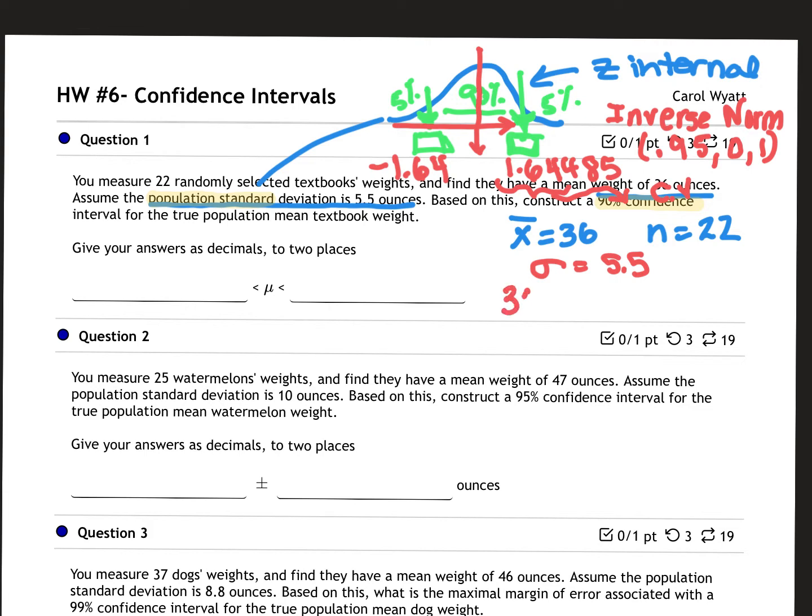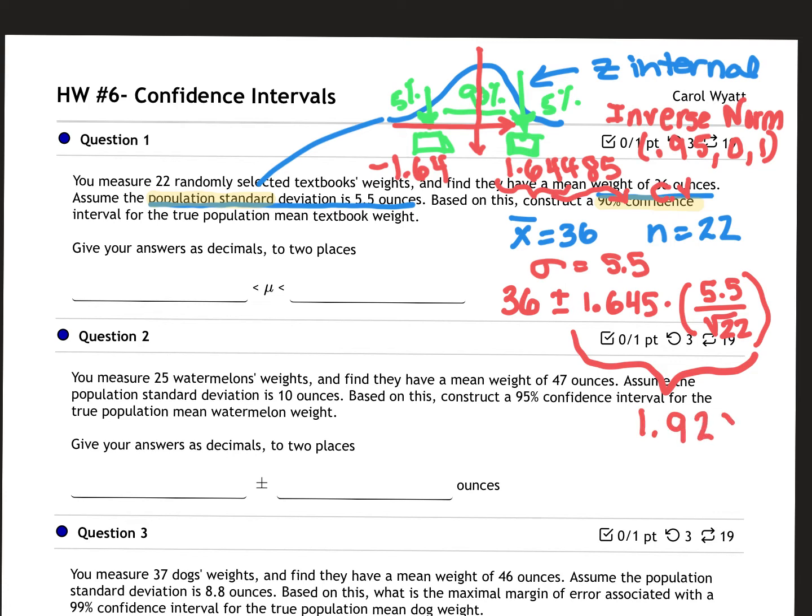I'm going to take 36 plus or minus my critical value times my standard deviation divided by the square root of n. Right? This part right here is the margin of error, and it is 1.9289.